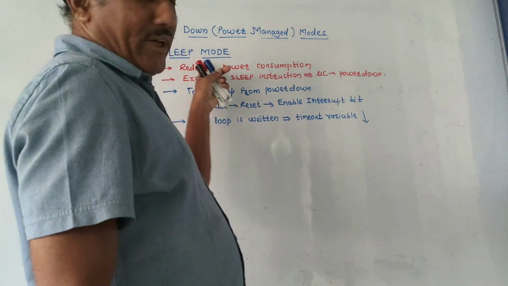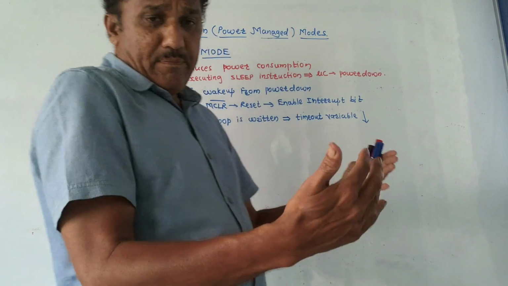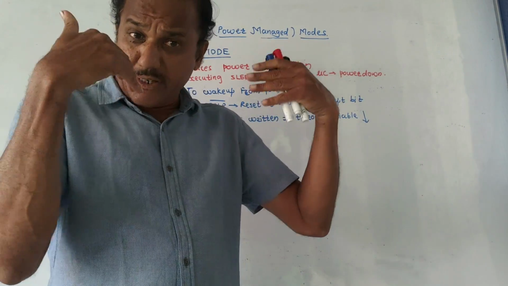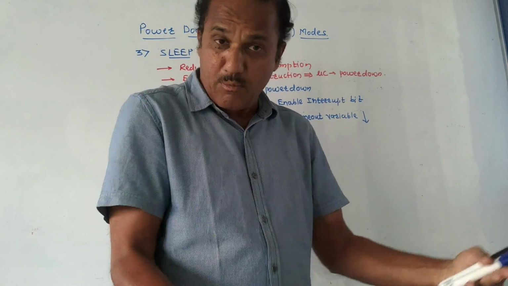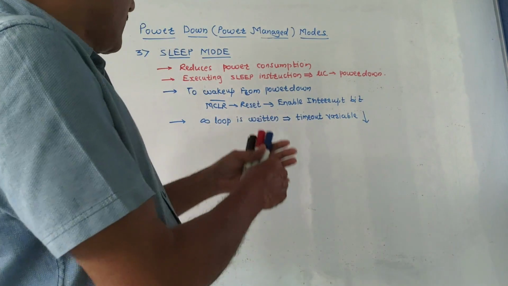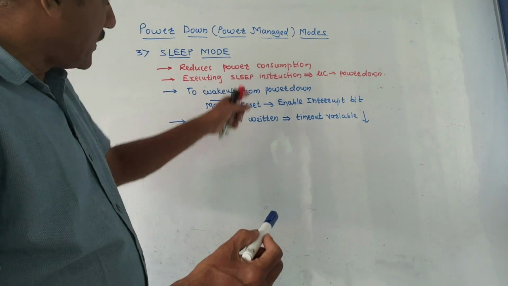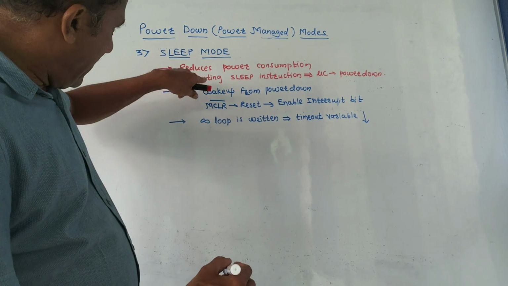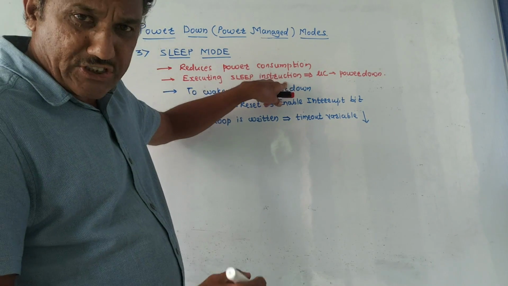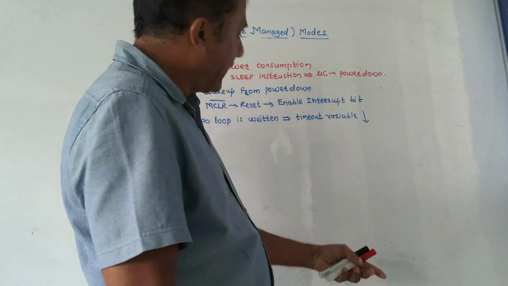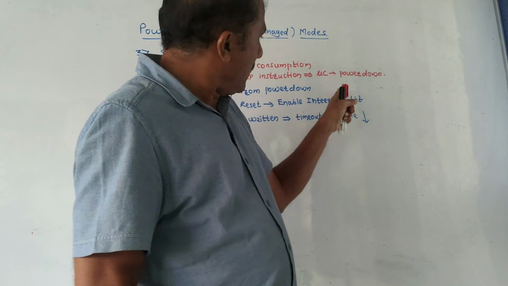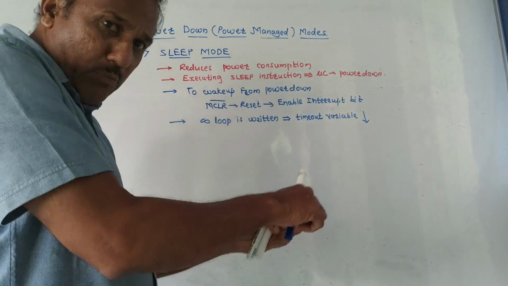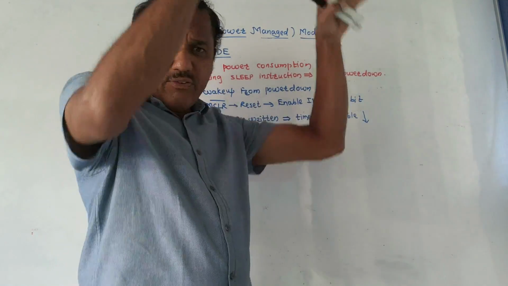Now the third type of mode, it is sleep mode. See, basically it is the mode which is similar to the sleep mode of TV sets, sleep mode of mobile systems and so on. It is used to reduce the power consumption, as well as it is set by executing sleep instruction. Whenever sleep instruction is executed, then the microcontroller goes into the power down mode. To wake up from the power down mode, I mean to again restart the microcontroller, several methods are available.